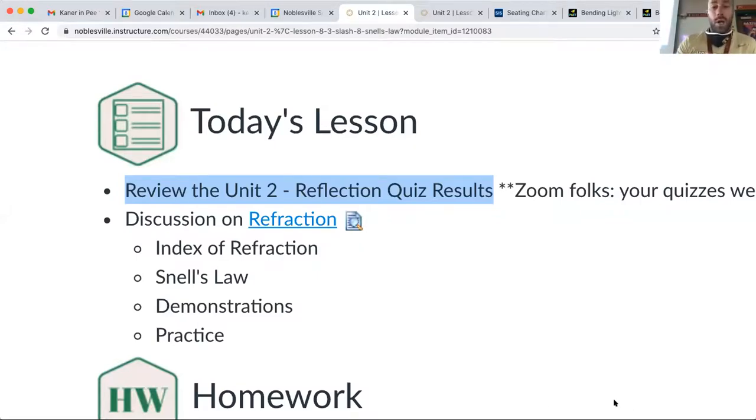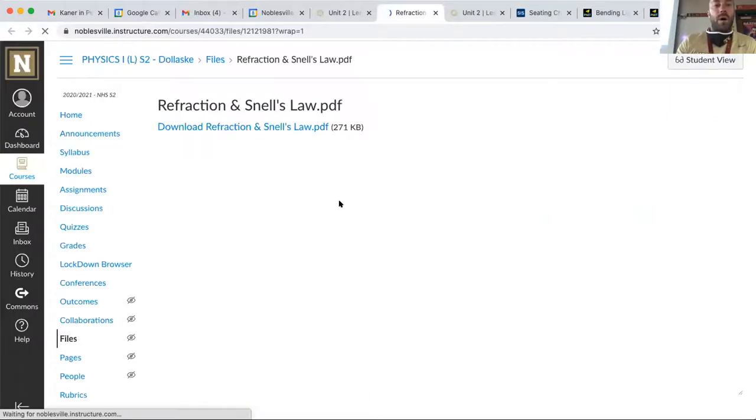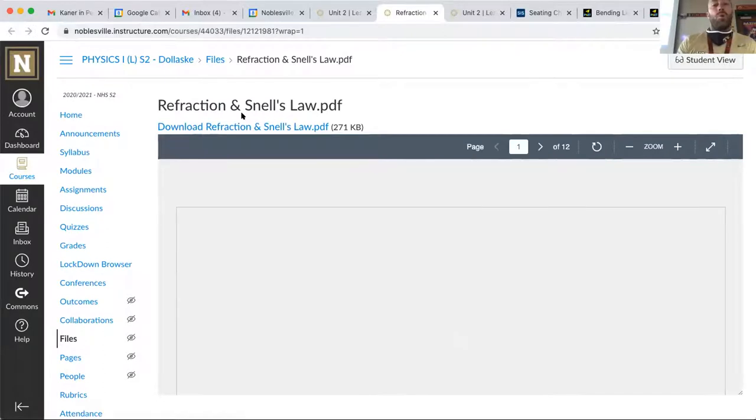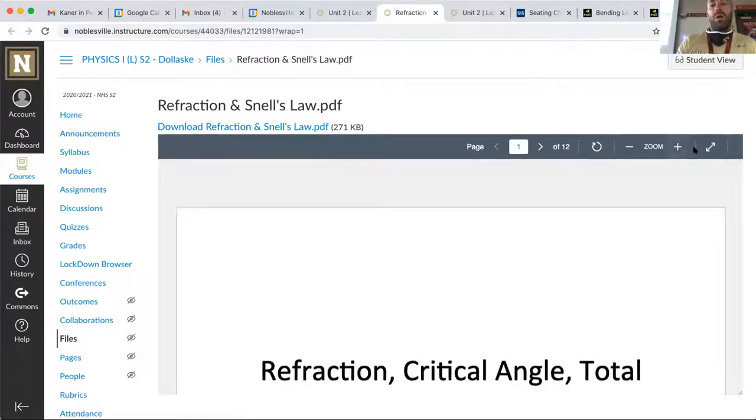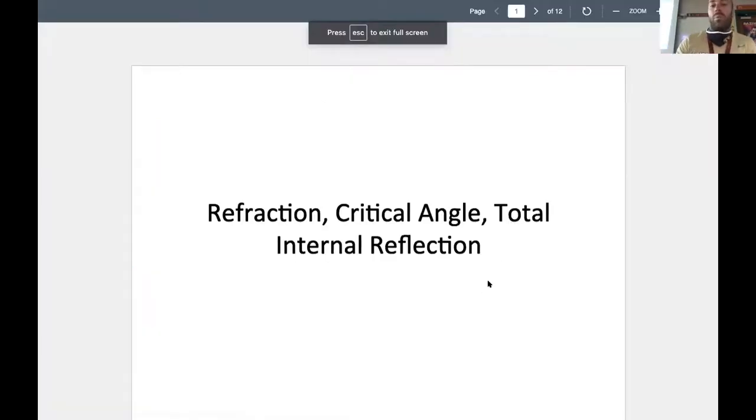All right, so a couple of things. I have posted for you a refraction PowerPoint. It is titled Refraction and Snell's Law. We're going to work through this PowerPoint, but I want us to go ahead and take notes. I'm actually going to do this on my document camera and just take notes based on the PowerPoint.